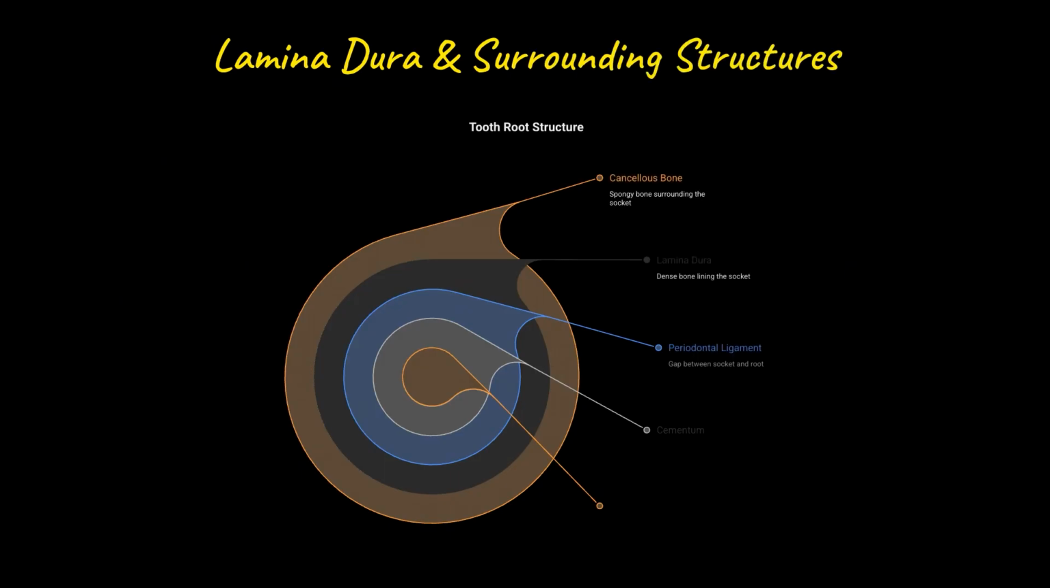The lamina dura lines the socket as compact, heavily mineralized bone. Just inside it sits the periodontal ligament space, a thin band of soft tissue. These two structures appear side by side on every periapical radiograph.